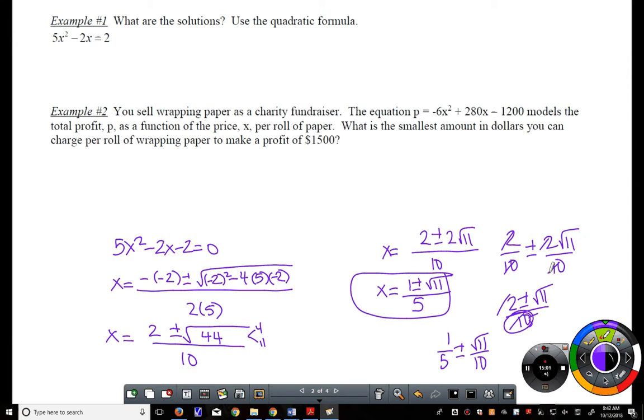2, oh, this is now a 5. Then all of a sudden the 2 was gone. Like, what happened to the 2? Why is this a 5? It was also under the rad 11. Like, just be really careful with your simplifying process.